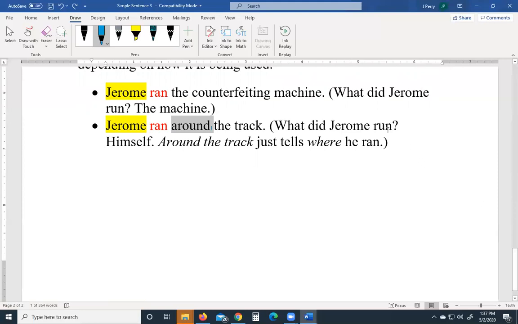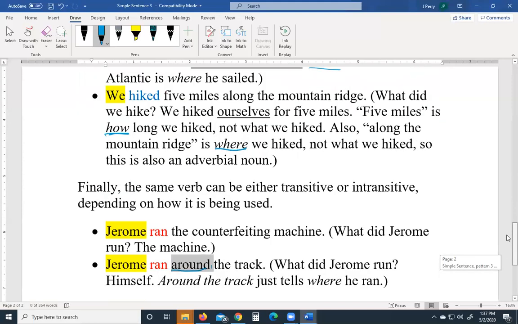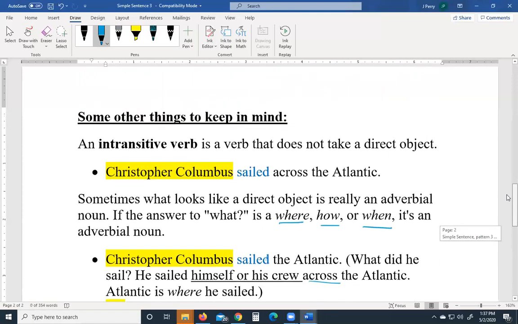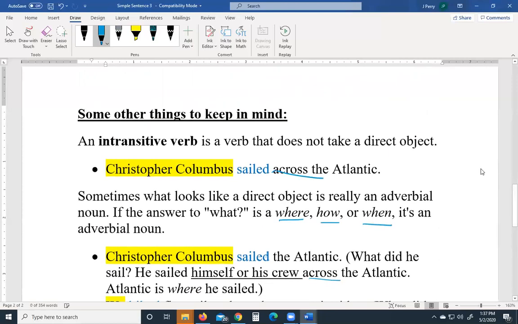so often you will see when you have an adverbial noun, they will use a prepositional phrase. So around or along or across. Ooh, that was a bad one.